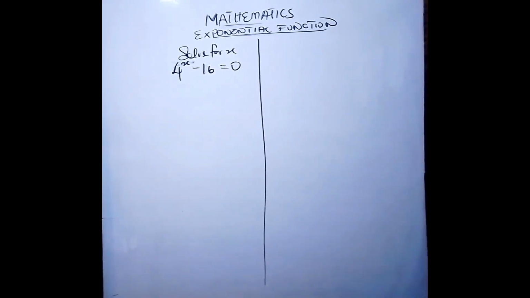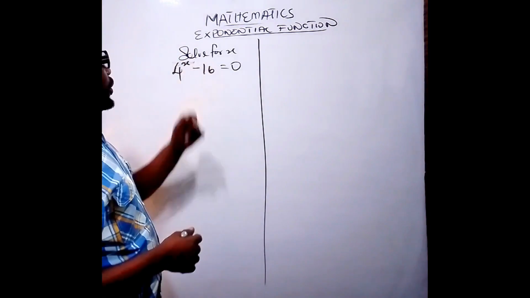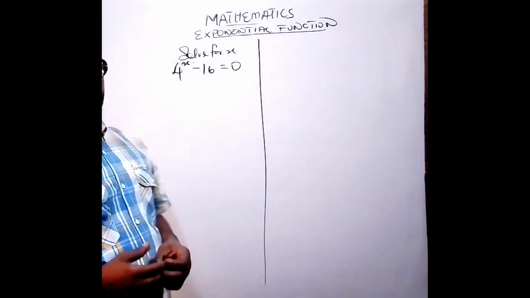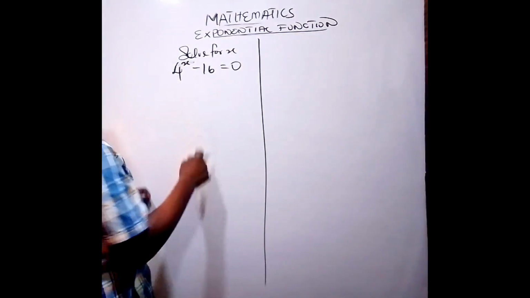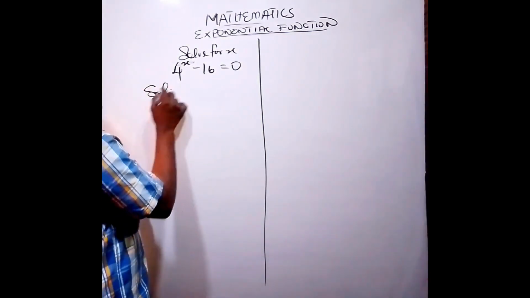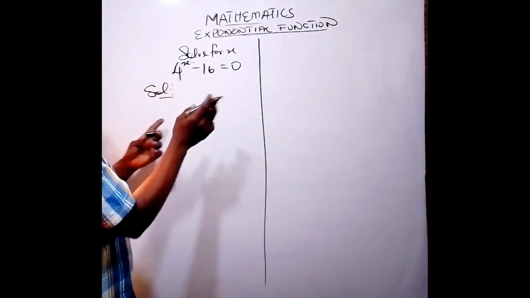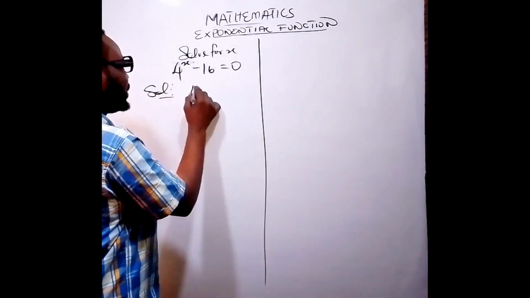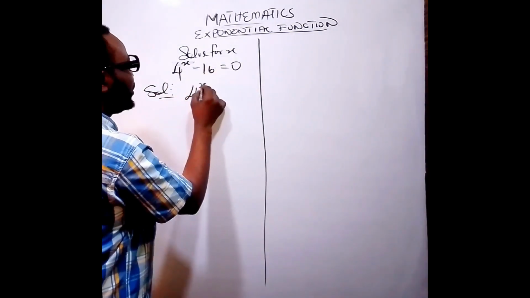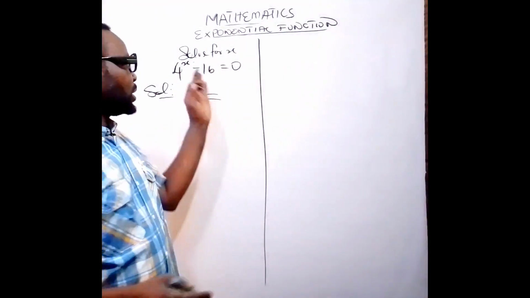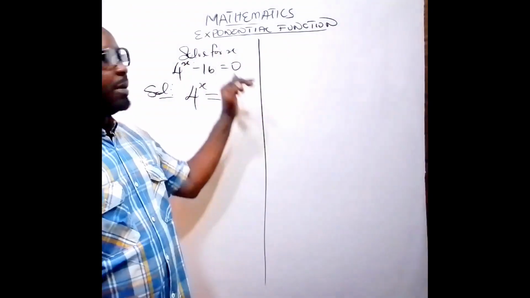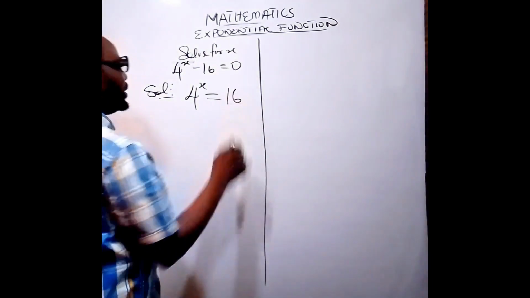I have this question as well here. This question says solve for x in 4 raised to power x minus 16 equals 0. So here, what you do is just transfer this 16 to the other side. 4 raised to power x will be equal to 16. This 16 comes there and becomes plus because it was minus there. It crosses over and becomes positive 16.